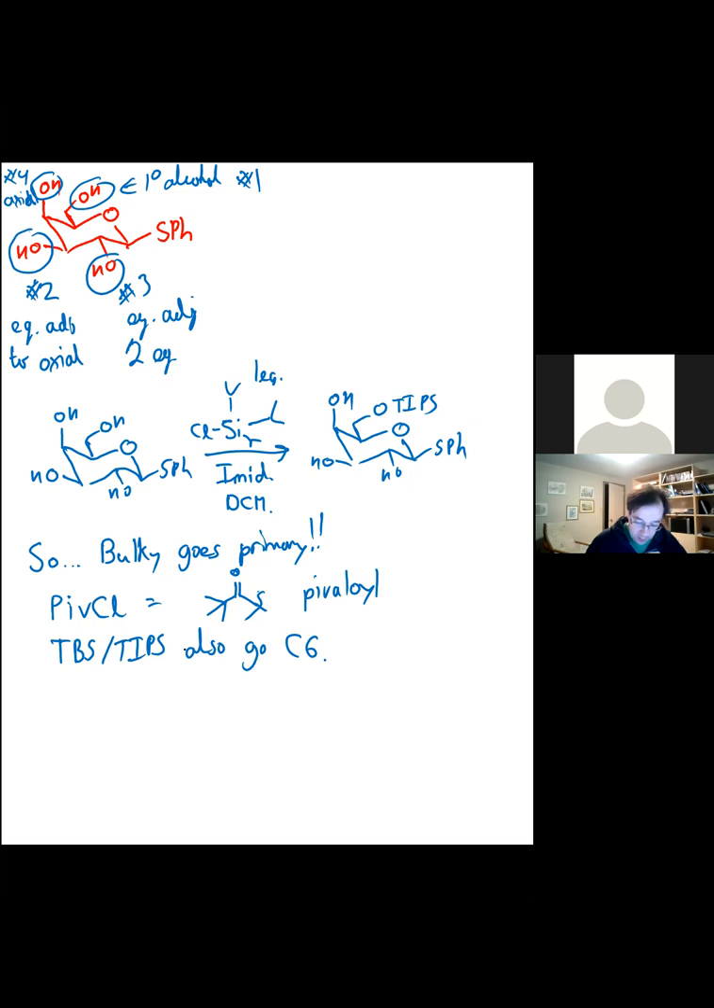Now, something else we can do with this. And that's that let's not treat these guys in isolation. So, oh, by the way, the pivaloyl, you deprotect the same way as an acetate. Which is convenient. So sodium methoxide, methanol, takes off the pivaloyl group.